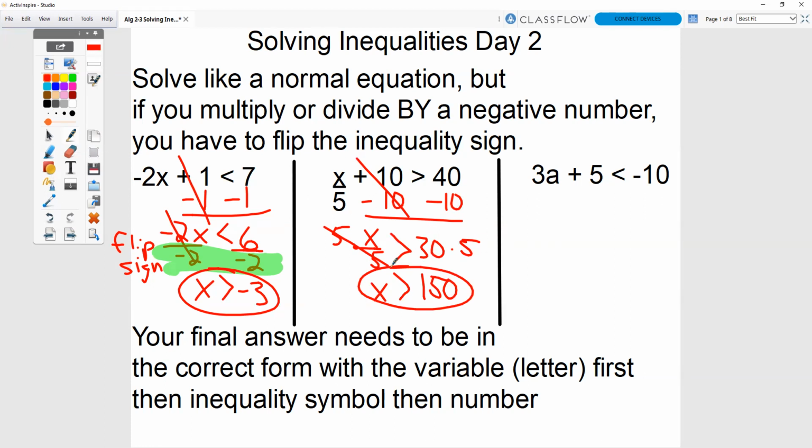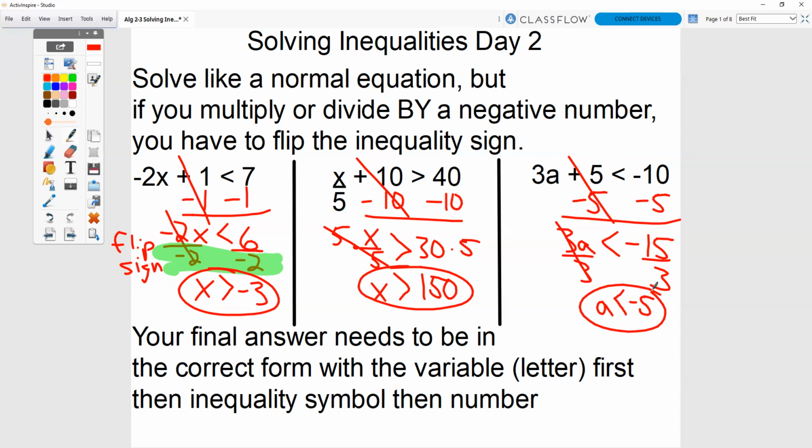In this third one, you want to get rid of the plus 5 by doing minus 5 and minus 5. Those 5's cancel out. Bring down your 3a, bring down your inequality sign. Negative 10 minus 5 is negative 15. Divide by 3, divide by 3. Here's where you have to be very, very careful. You're not dividing by a negative. You're dividing by positive 3. That says negative 15 divided by 3. That bottom number is not negative. We do not flip the sign. So it just stays less than.